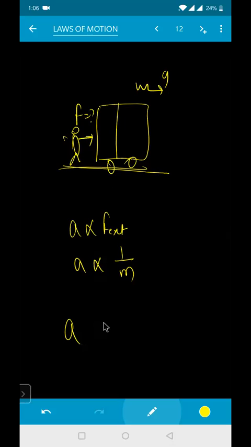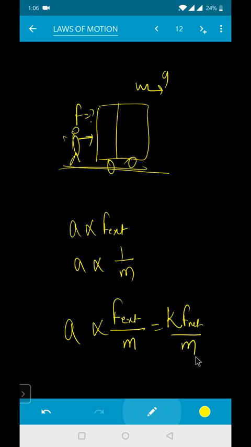So ultimately we got a relation that acceleration is directly proportional to the net external force acting on the system divided by mass. Removing the proportionality, we get some constant K. So it is K F net divided by M. Is it clear for everyone?